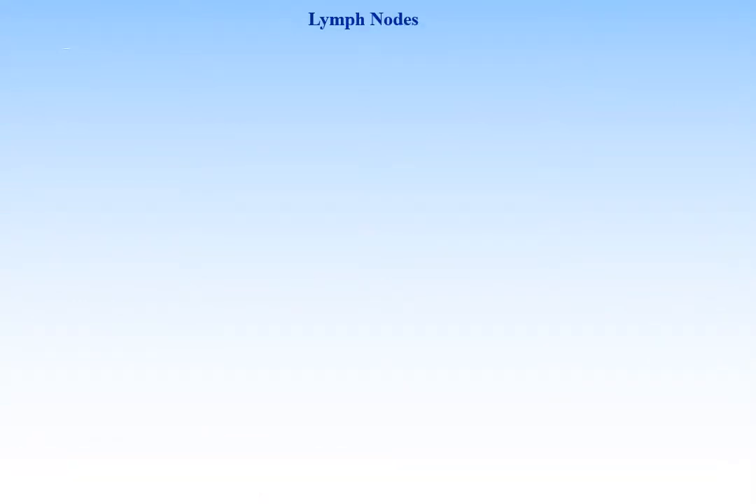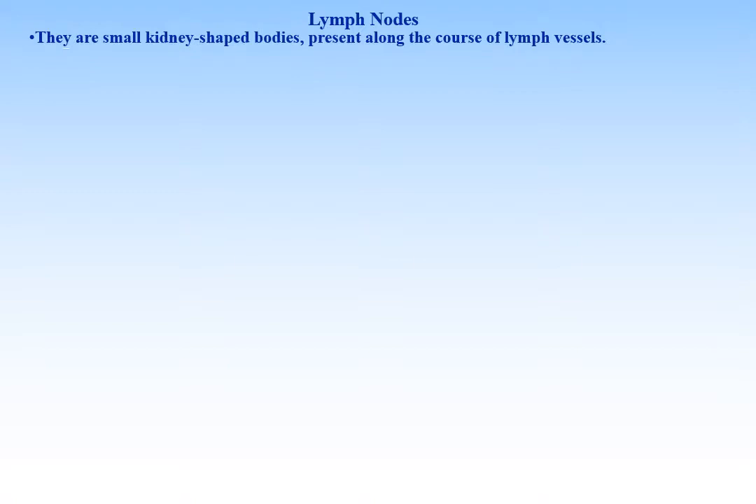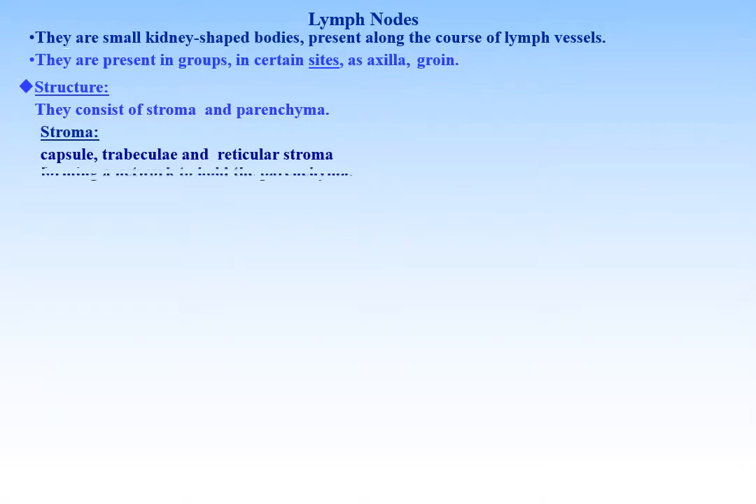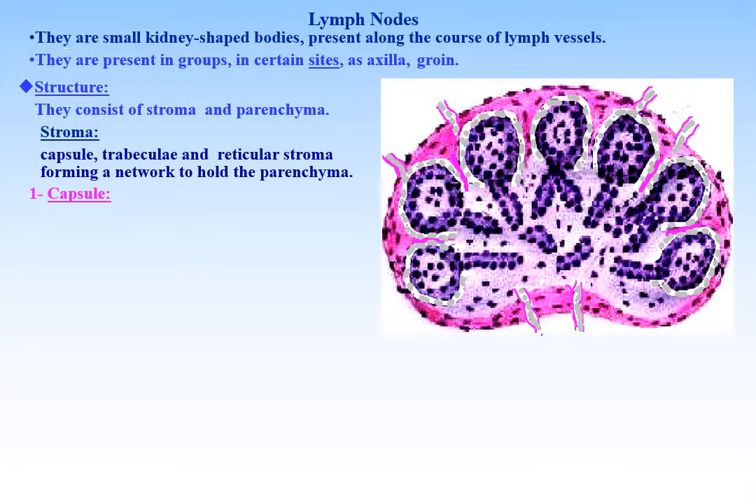Lymph nodes are small kidney-shaped bodies present along the course of lymph vessels. They are present in groups in certain sites, as axilla, groin, and so on. Structure. Any solid organ or gland is formed of a stroma and parenchyma. The stroma of the organ is the skeleton and is formed of capsule, trabeculae, and reticular stroma, forming a network to hold the parenchyma. Capsule.